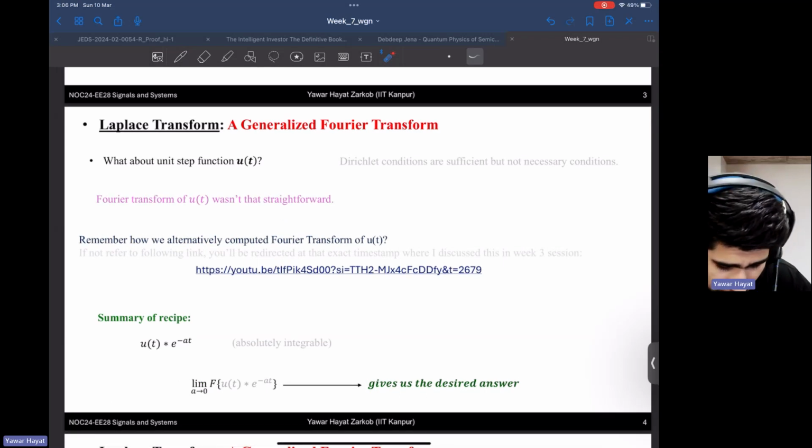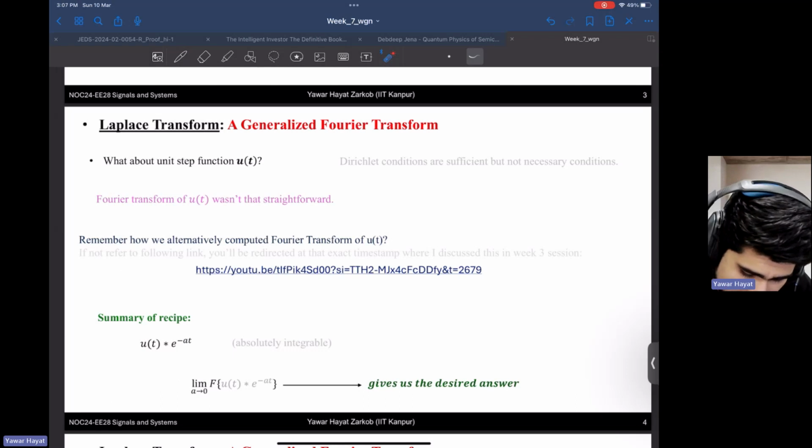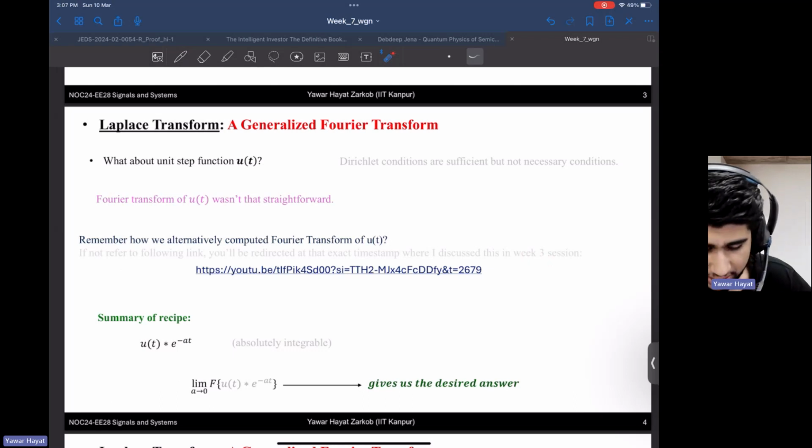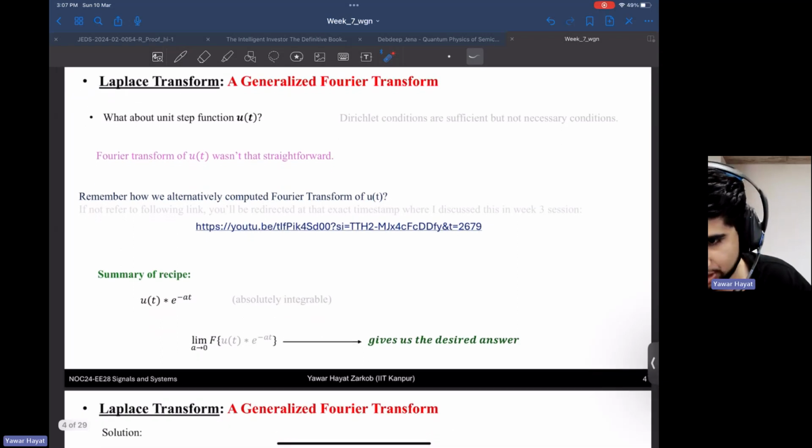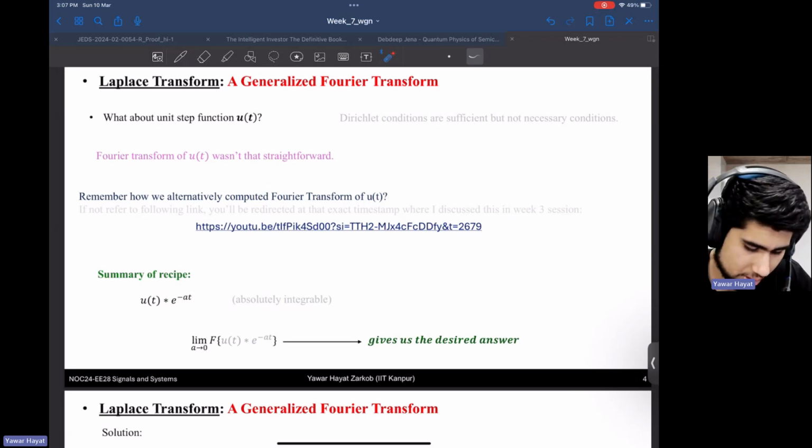I've mentioned it here. In week 3, we did compute the Fourier transform of u of t in a different fashion, right? And if you don't remember that, you can refer to this link and you'll be redirected to that exact timestamp where we discussed how we computed the Fourier transform of u of t. The summary of that recipe was as follows.